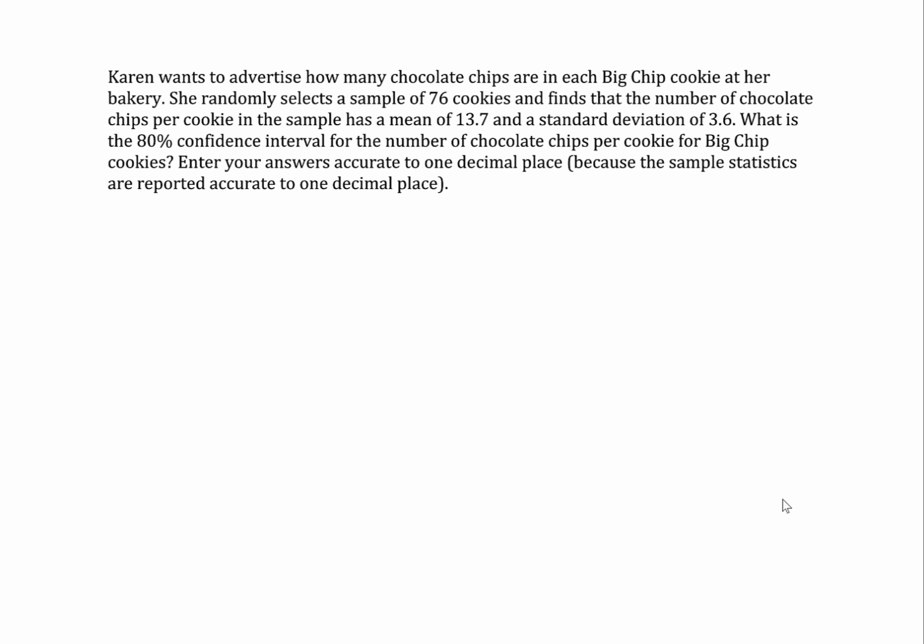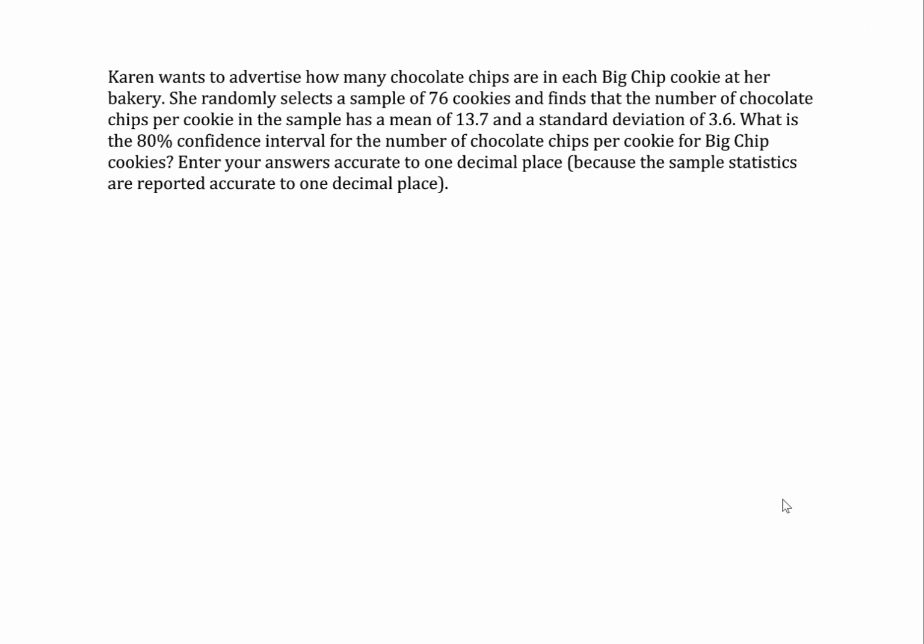Karen wants to advertise how many chocolate chips are in each Big Chip cookie at her bakery. She randomly selects a sample of 76 cookies and finds that the number of chocolate chips per cookie in the sample has a mean of 13.7 and a standard deviation of 3.6. What is the 80% confidence interval for the number of chocolate chips per cookie for Big Chip cookies? Enter your answers accurate to 1 decimal place because the sample statistics are reported accurate to 1 decimal.